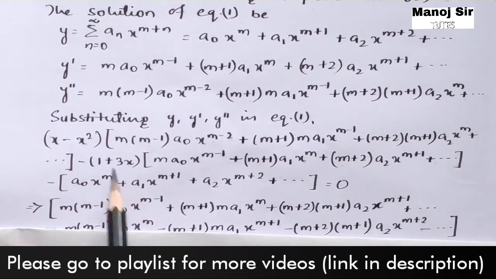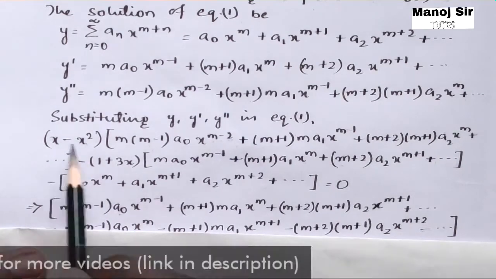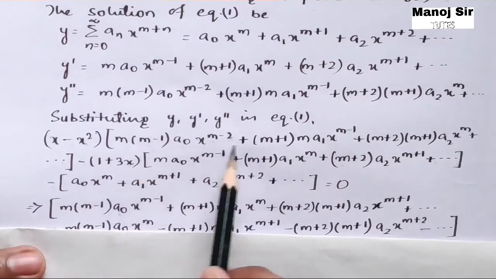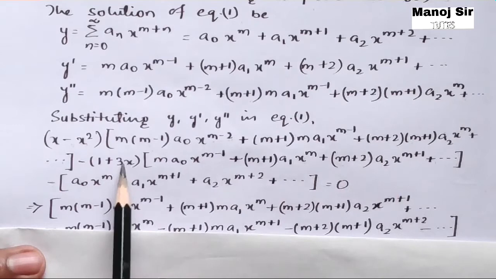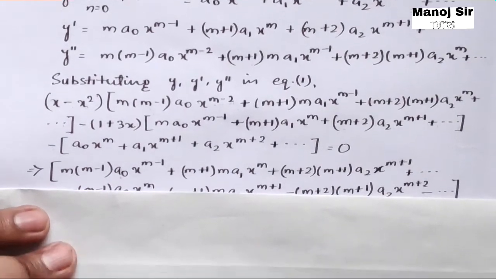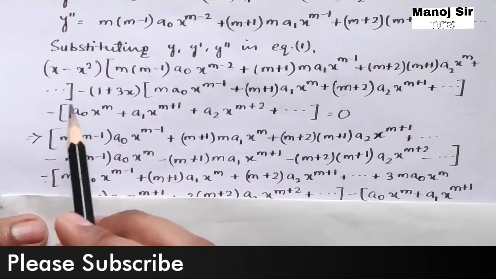So we have this. Now we will open this bracket. If you open this bracket, you will see x is multiplied with all these terms. Similarly, minus x square is multiplied with all these terms. Similarly, 1 will be multiplied with all these terms and 3x will be multiplied with all these terms with negative sign. Similarly, here you can see negative of this part equals to 0. Slowly, we will solve each and every part.